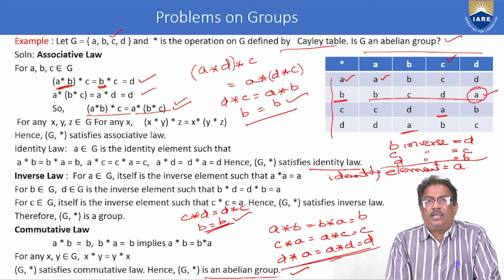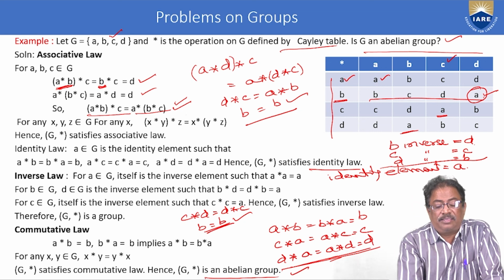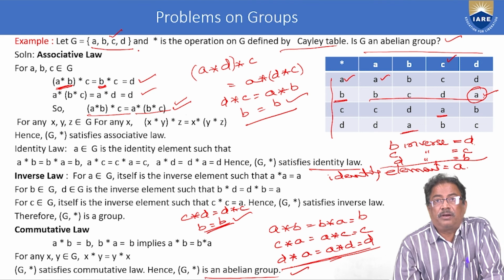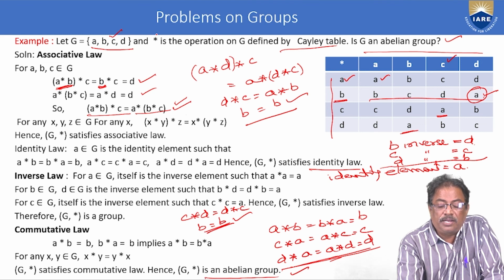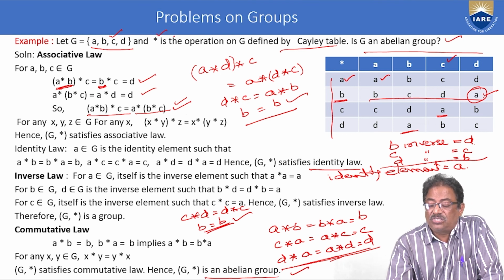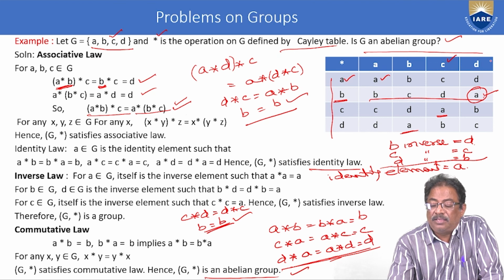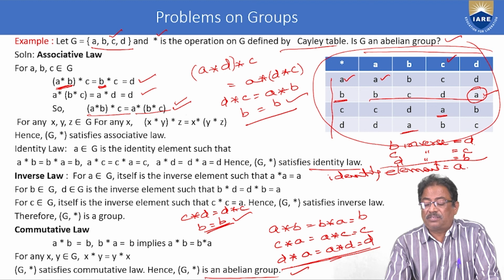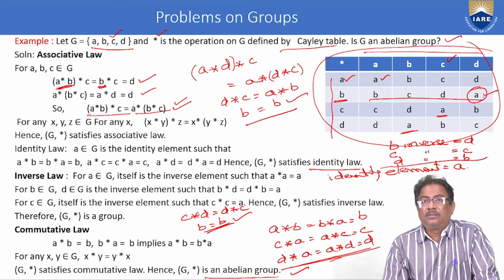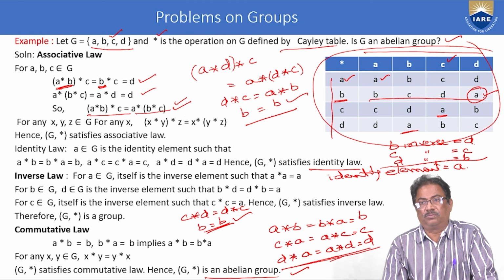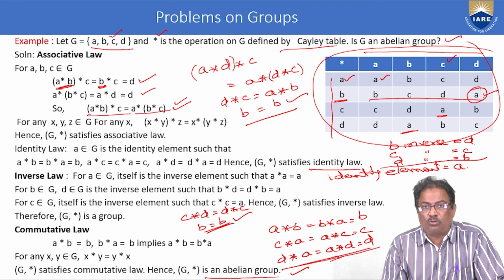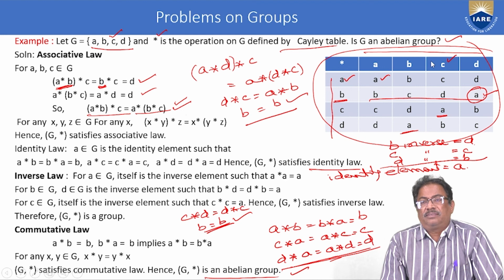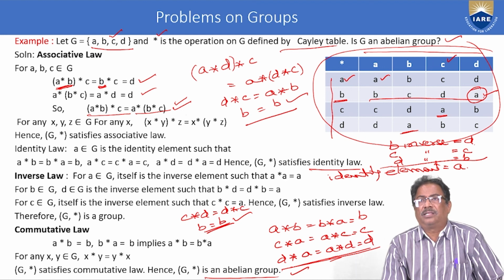Now, G is A, B, C, D, and star is a binary operation which is defined, and the elements are represented in the table. So, which is a group, which is an abelian group. With this, in the next session, we are going to solve some more problems on this group.